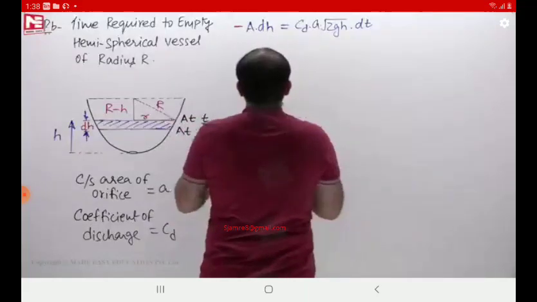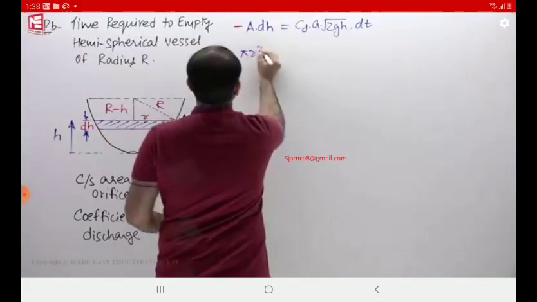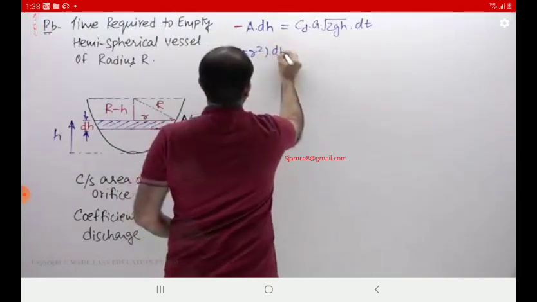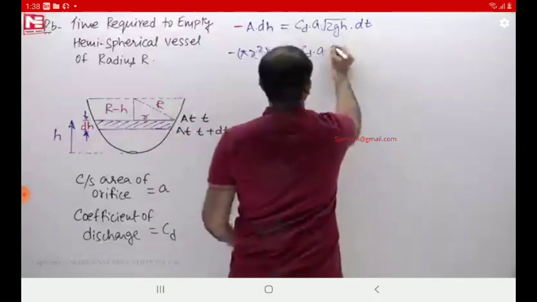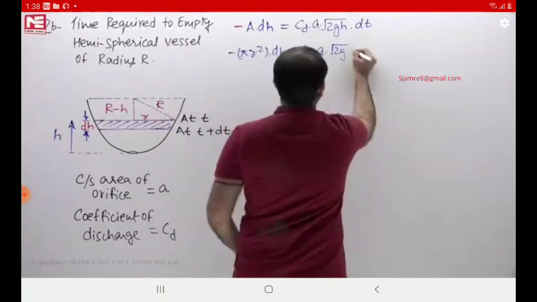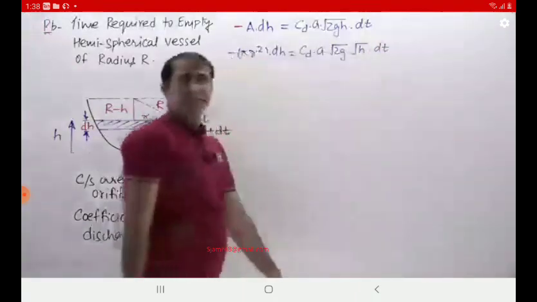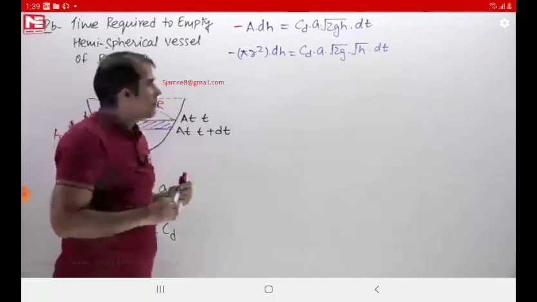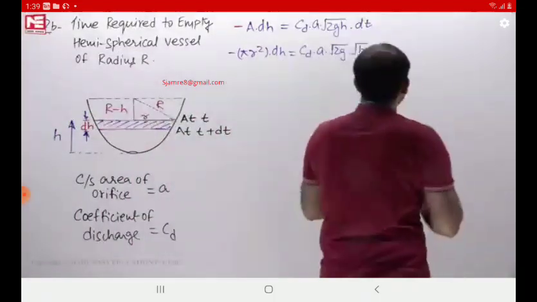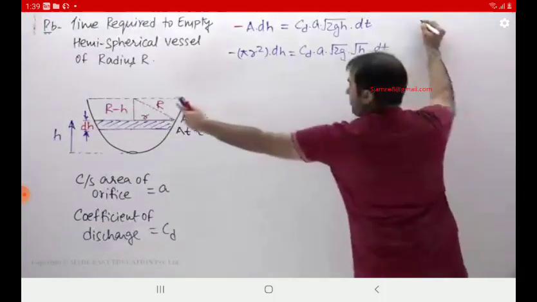This area I am going to write as pi small r square multiplied by dh, equals CD multiplied by A, orifice, multiplied by root of 2gh into dt. This r I am interested to put. देखिए कैसे रख रहा हूँ. So for this r you can use Pythagoras.